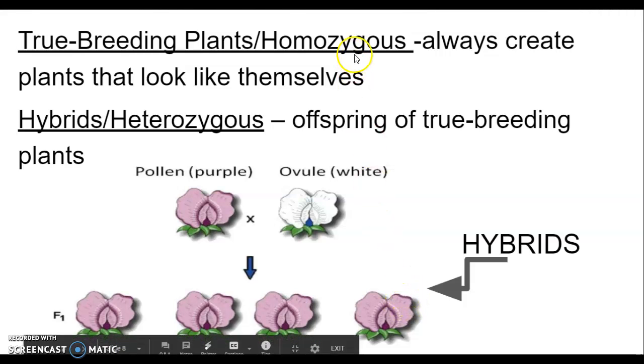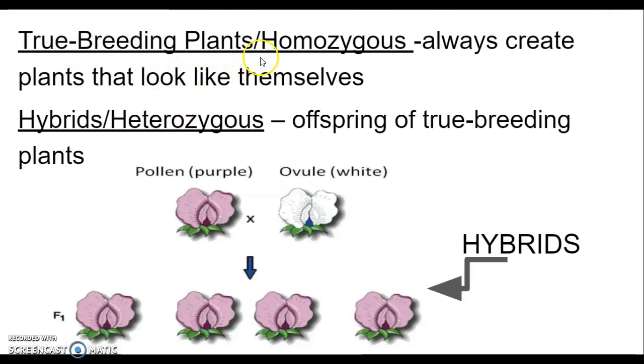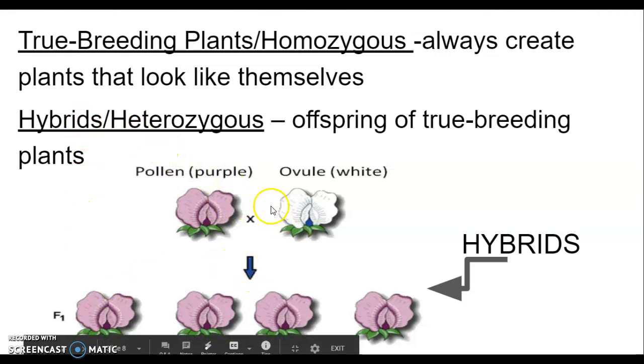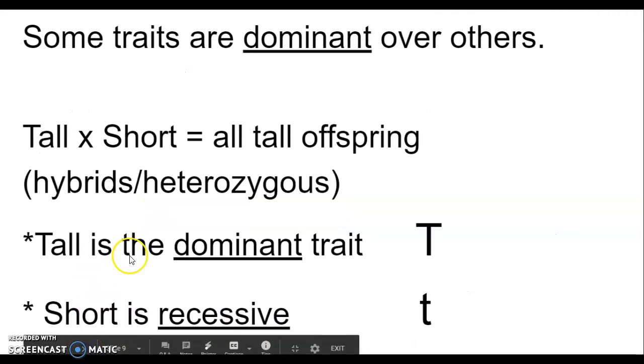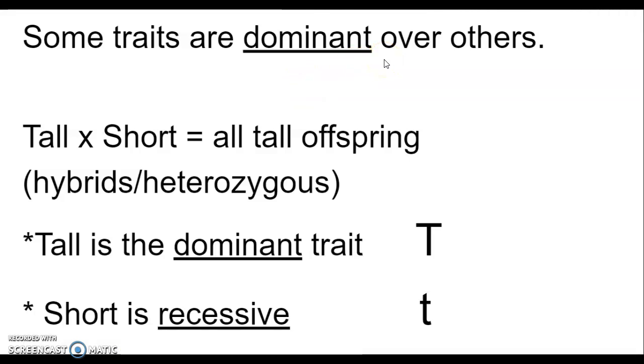So he used some terminology that you're going to see in your vocabulary. For plants that were true breeding, he called them homozygous. For plants that were a combination of the parents of the true breeding plants, he called them heterozygous, or hybrids. So the other thing that Mendel learned in his research was that some traits are dominant over the others.